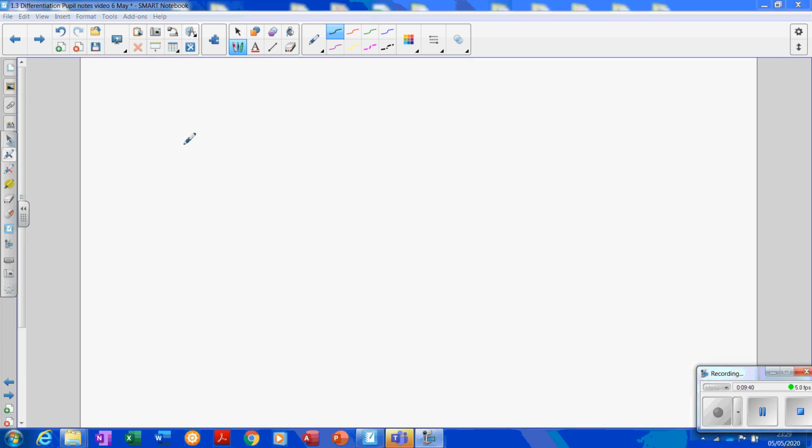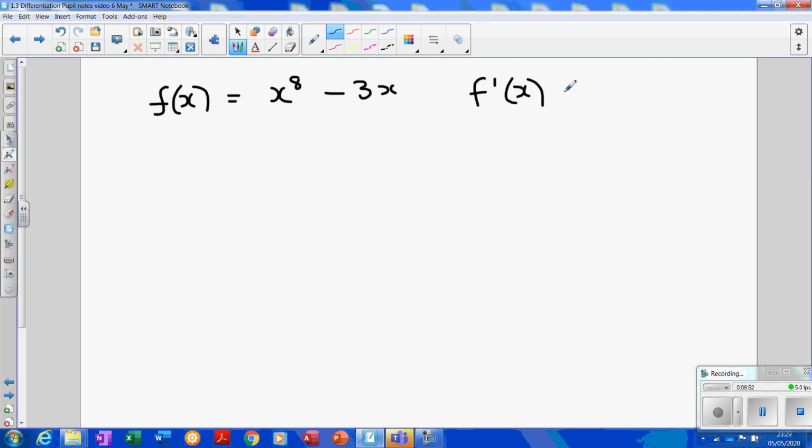Okay, I'm going to do a few extra wee examples. So if you've got f(x) is equal to x to the power of 8 minus 3x, and you want to find f dash x. So f dash x, take each term in turn, multiply by the power, take 1 away from the power. So that'll become 8x to the power of 7.